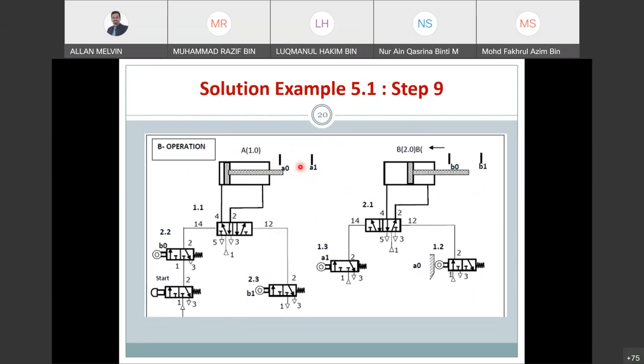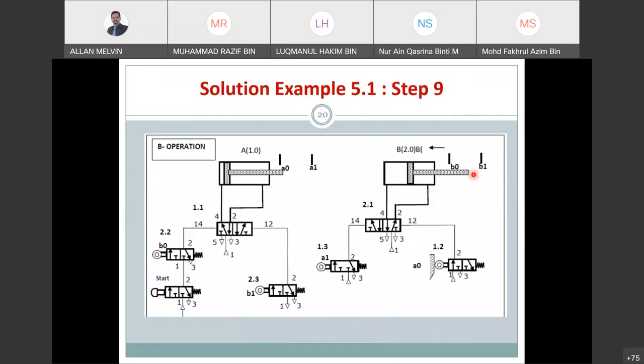A0 will be active. It has returned, so A0 is active and has a wall picture. It will send a signal, and your cylinder B will retract. Okay, that is how the sequencing works.